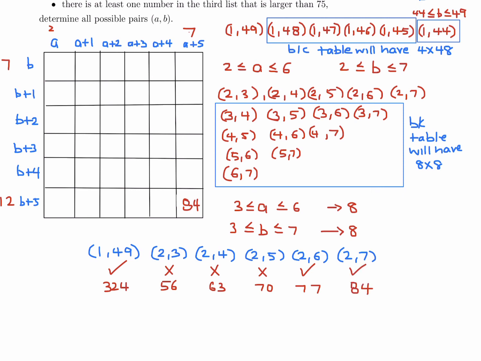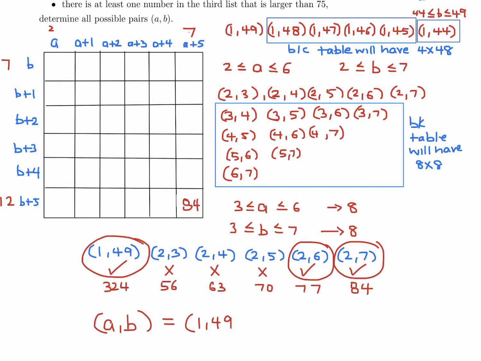So there we go. Finally, we boil it down to the only remaining ones, which are those 3. So the only pairs A, B after all that hard work are (1, 49), (2, 6), and (2, 7).